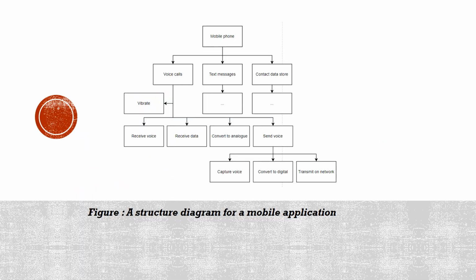As you can see, this is the mobile phone structure, and we have just used some of these things, but you can add multiple things to it. For the voice call, you can set the vibrate, you can set the ringtone, you can receive a voice note, you can receive data, you can convert to analog. For sending the voice, you have to first capture your voice, then convert to digital data, and then transmit on the internet, right? So there are different phases for doing everything. So a structure diagram will tell you the hierarchy of doing everything.